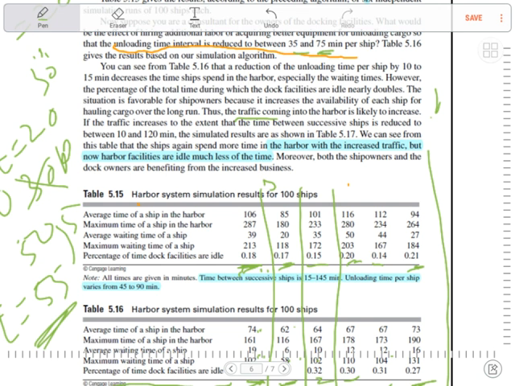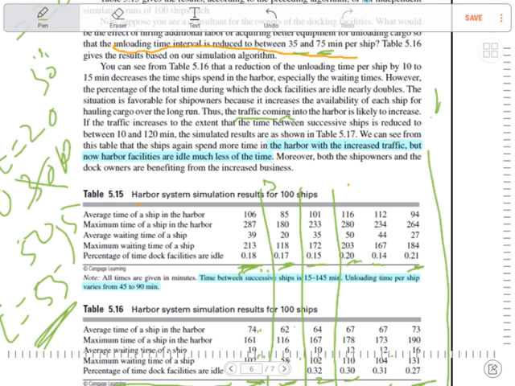If the traffic increases to the extent that the time between successive ships is reduced to between 10 and 120 minutes, the simulated results are shown in 5.17. So see, here is some trade-off. The traffic will obviously increase, but how much? So that it modifies another factor in the algorithm. How much is it modified?